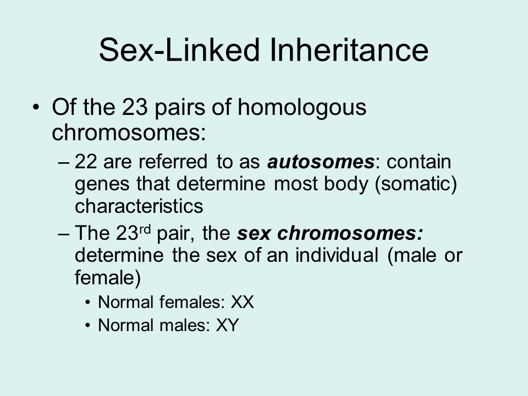Now, when we look at the 23 pairs of chromosomes, like I said, there's 46 total, but you pair them up because you get one from mom, one from dad. So there's 23 pairs. 22 of those are known as autosomes. That means they're dealing with the somatic cells. But the 23rd pair, this is the sex chromosomes. If you have an XX, then you're female. If you are XY, then you are male.